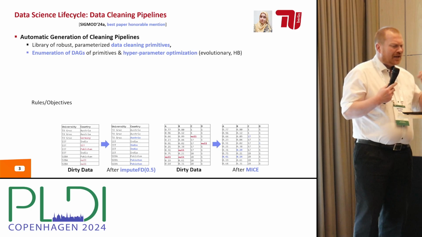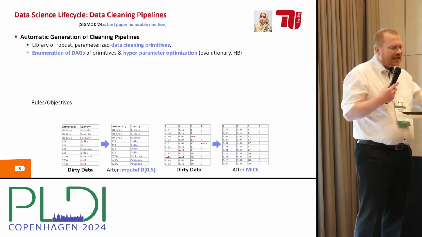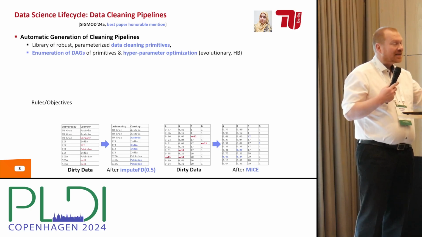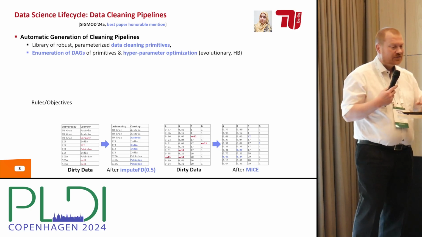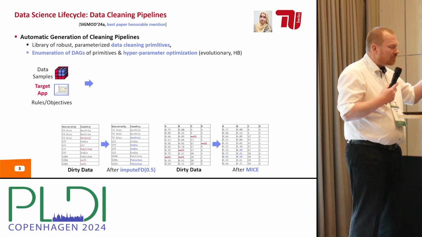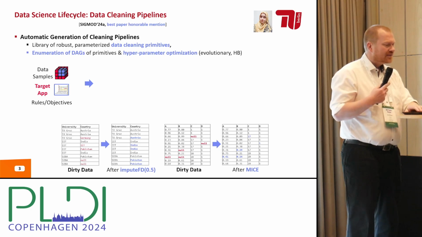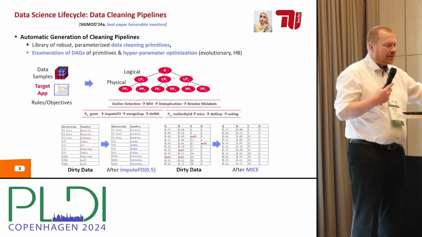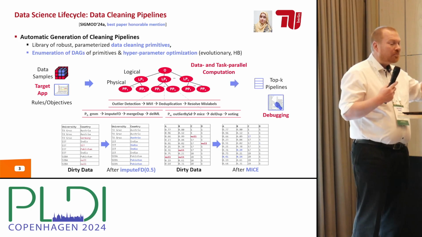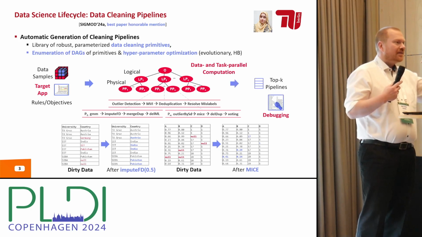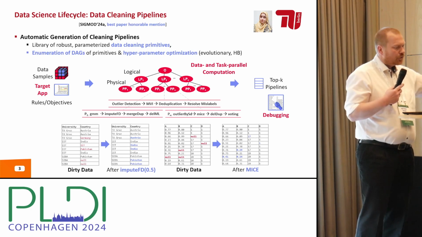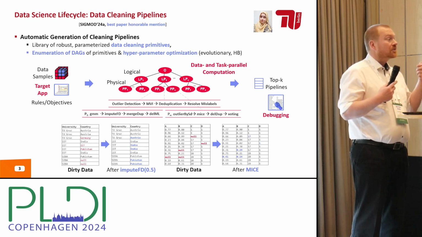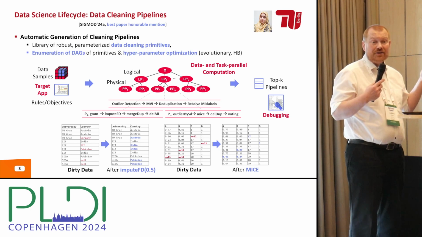There are also things like missing value imputation by chained equations, where we repeatedly build classifiers and regressors for categorical and numerical columns to fill in those different values. So given a target machine learning application and an input data set, we enumerate data cleaning pipelines and tune the hyperparameters in order to find the top K cleaning pipelines that improve some metric on your user-provided target application. And all those different data cleaning primitives are expressed in linear algebra. Many of them are actually sparse.